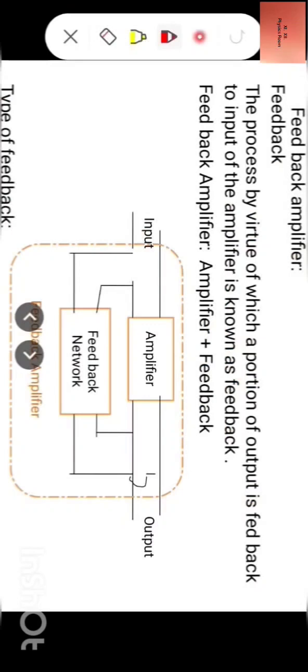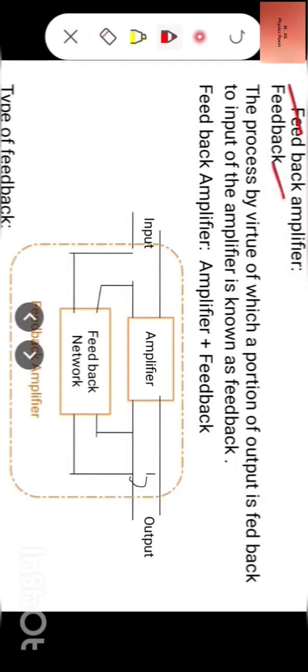Hello friends, continuing with the topic of transistor and its applications. Today we come to another part of it, feedback amplifier. Previously we have studied transistor as an amplifier. Now we study about feedback amplifier. Before we go for understanding of feedback amplifier, we are to understand about the term feedback.